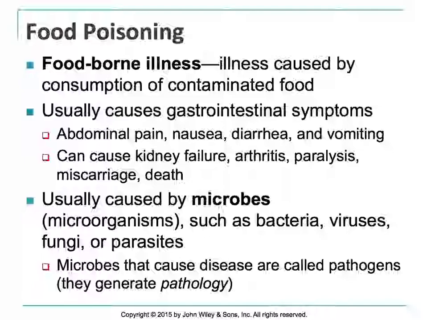First we have foodborne illness. This is specifically an illness caused by the consumption of contaminated food. The foodborne illness usually causes gastrointestinal symptoms, including abdominal pain, nausea, diarrhea, and vomiting. It can also cause kidney failure, arthritis, paralysis, miscarriage for pregnant women, and in the most serious cases, death.